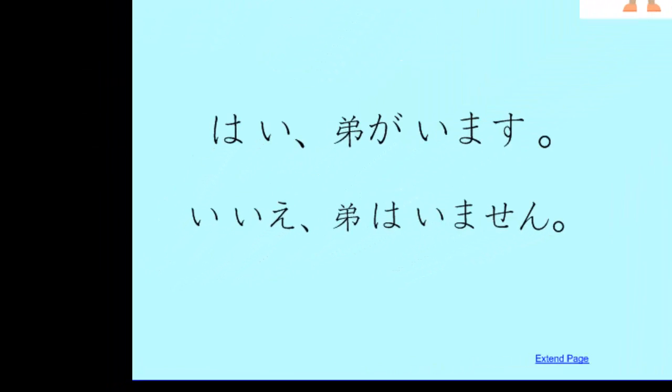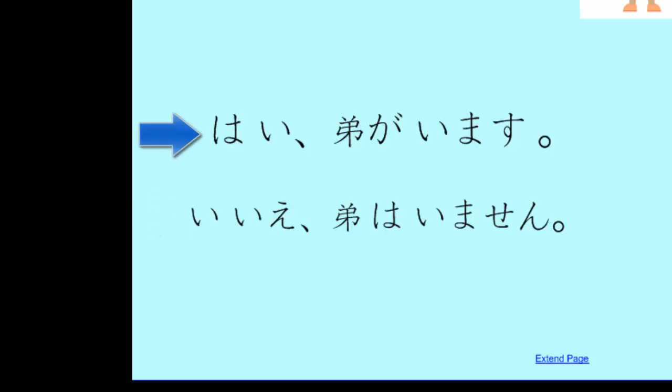Okay, let's have a look at our 2 sample answers. はい、弟がいます. Yes, I have younger brothers. And いいえ、弟はいません. Now the second sentence here, いいえ、弟はいません, that's going to remain unchanged. If someone asks you how many younger brothers you have, and you indeed have no younger brothers, then you're simply going to say no, there are no younger brothers. In other words, I have no younger brothers.